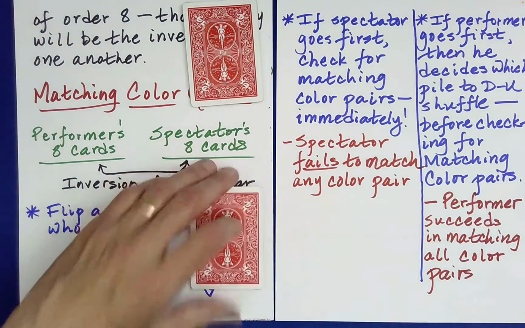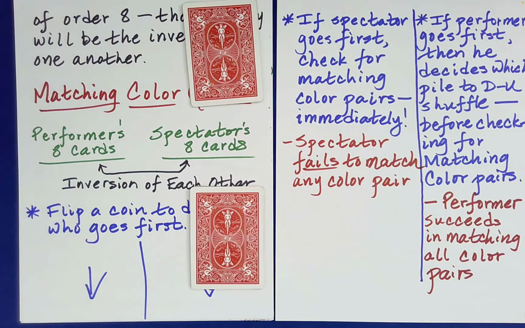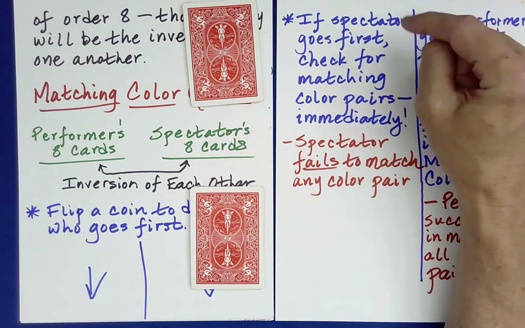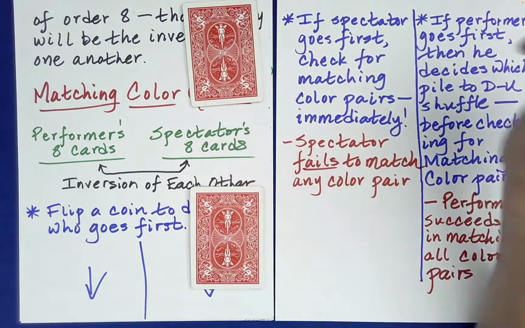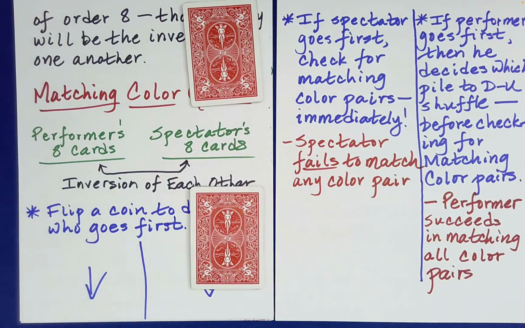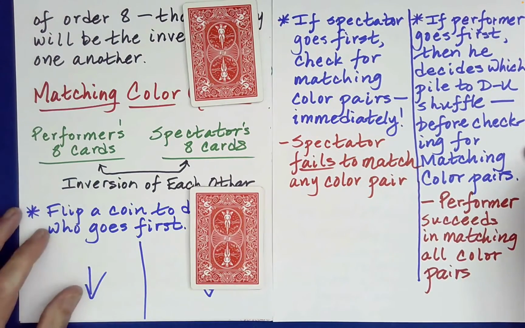Now, depending on who they say goes first, and depending on who you want to win this little game over and over, you'll have to make an adjustment as to what you do going forward. So for example, if the spectator goes first, that's you over here, check for matching color pairs immediately. Why is that? Well, we just pointed out they're going to fail to match any pairs of cards in color. Now, if the spectator says, no, I want the performer to go first, you say, well, that's fine.